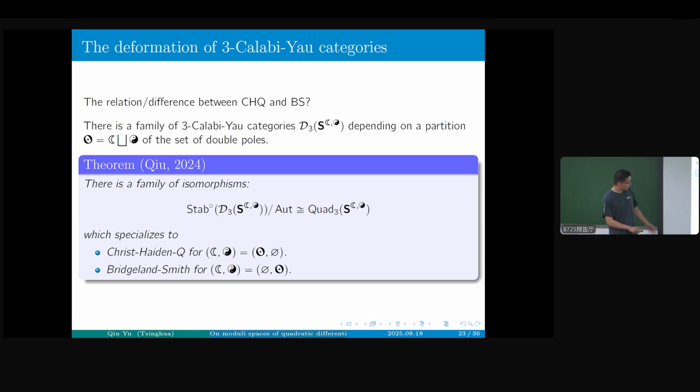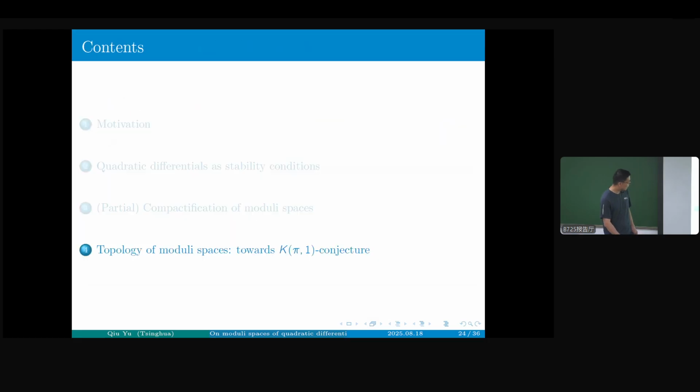Now, the reason I want to show this result is that next I want to show some application of this categorification. So up to here, we're still just saying we can construct this moduli space using categorical tools. But can we use this correspondence to prove something about the moduli space that people could not do previously? So this is about the topology of moduli spaces.